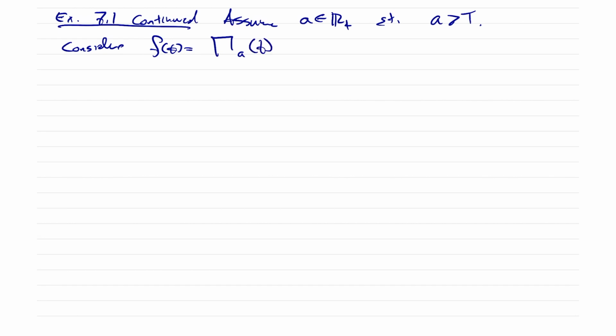to assume that a is a positive real number such that a is bigger than t. And then we want to consider the particular case where we take f of t to be equal to the square wave with a at t. Okay, so now the goal is that we want to find f star phi at x. So let's go ahead and start doing that.